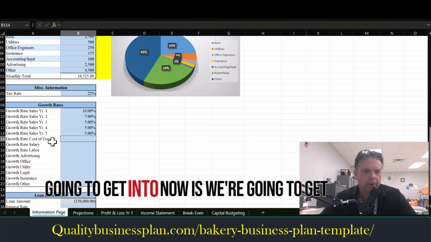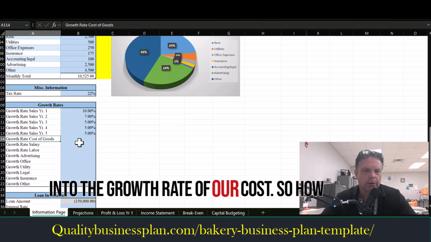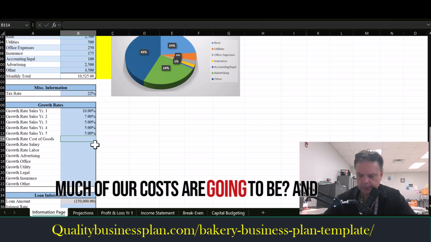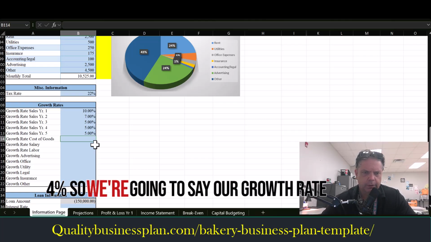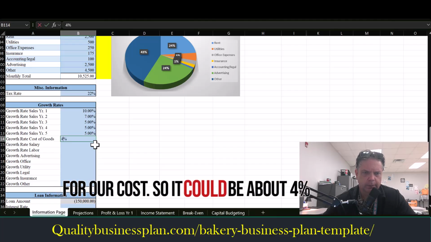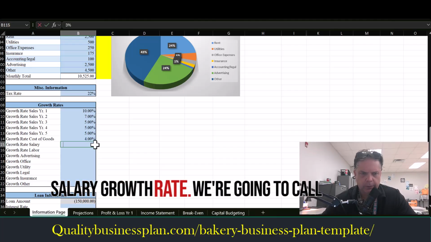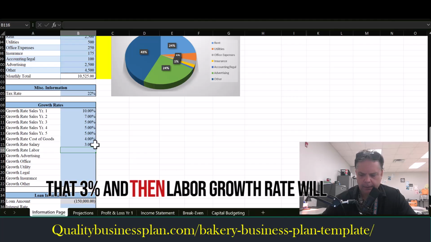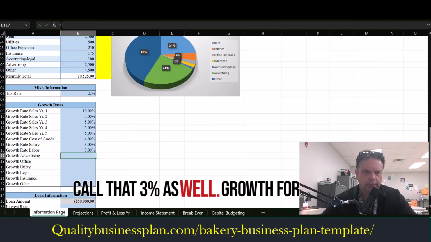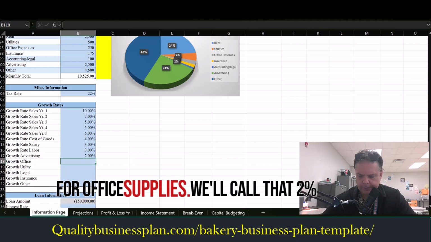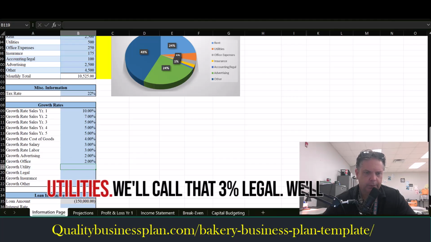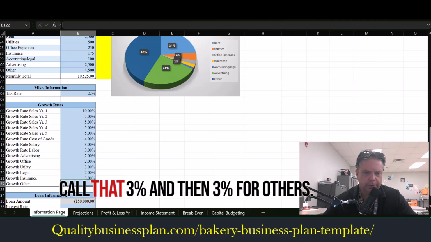The next thing we're going to get into now is the growth rate of our cost. So how much of our costs are going to grow. And inflation right now is running about 4%. So we're going to say our growth rate for cost of goods is going to be about 4%. Salary growth rate, we're going to call that 3%. And then labor growth rate, we'll call that 3% as well. Growth for advertising, we'll call that 2%. Growth for office supplies, we'll call that 2%. Utilities, we'll call that 3%. Legal, we'll call that 2%. Insurance growth, we'll call that 3%. And then 3% for other.